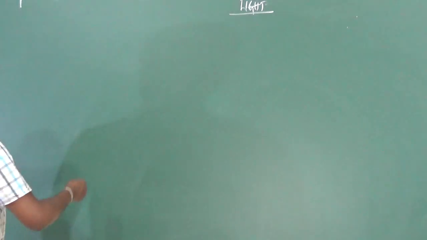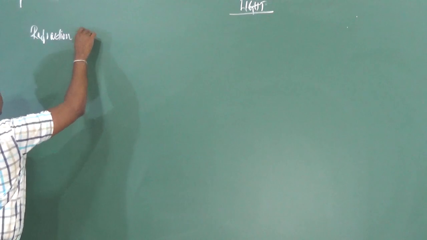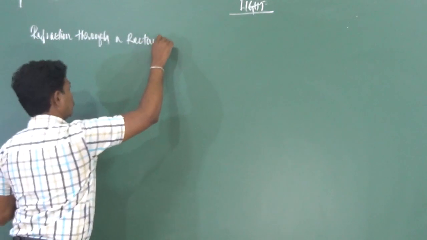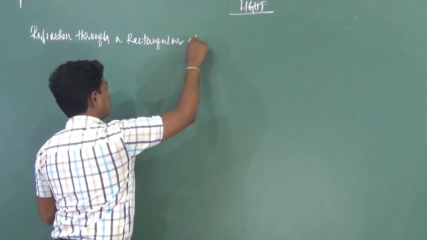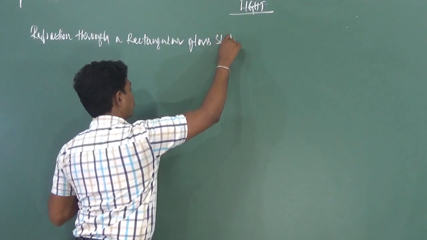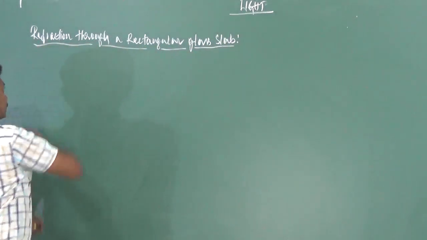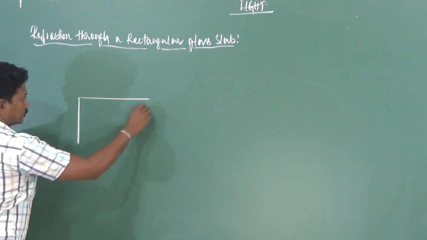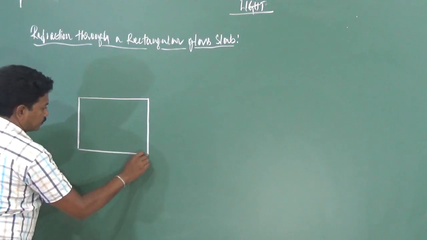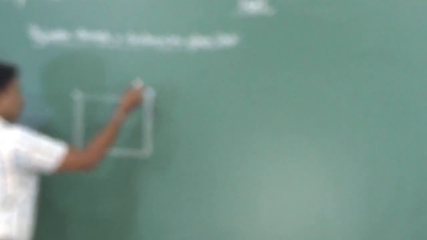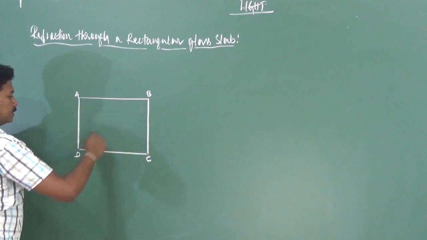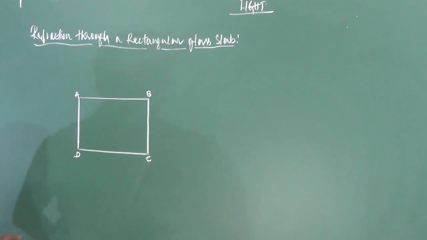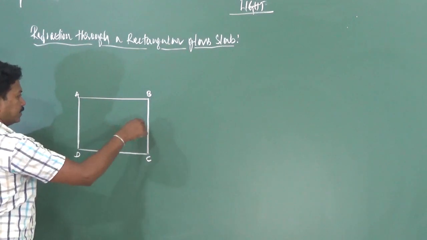So refraction through a rectangular glass slab is our topic today. Let us take a rectangular glass slab here. This is the rectangular glass slab. For our convenience, let us name it AB and CD. Here AB and CD are the parallel sides of the rectangular glass slab. This side is parallel to this, and this side is parallel to this.